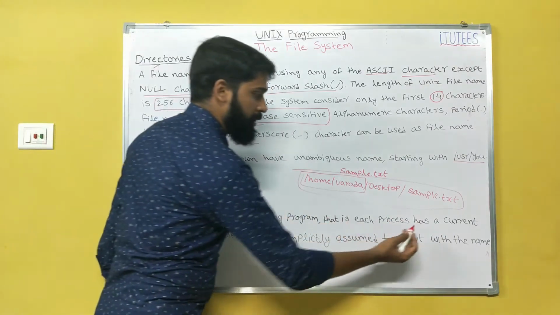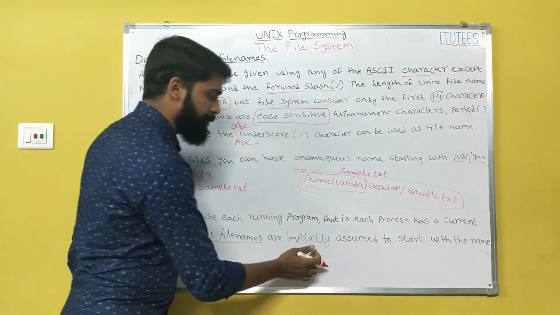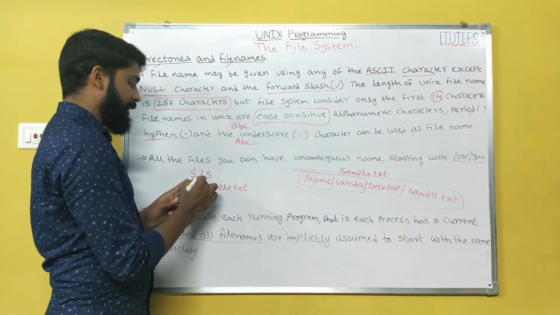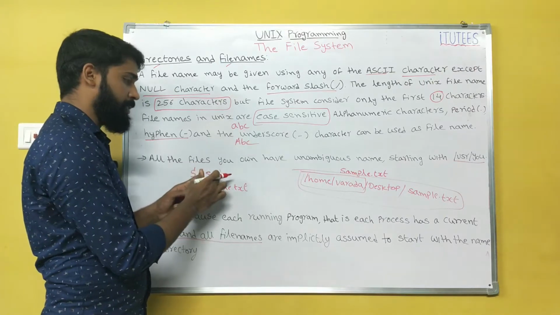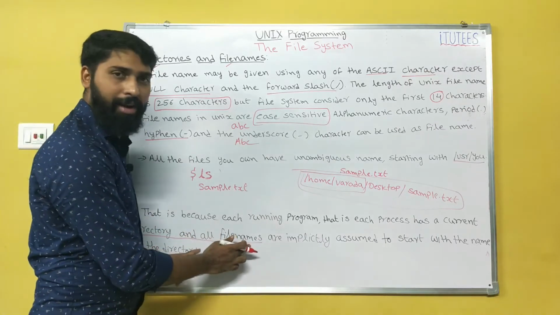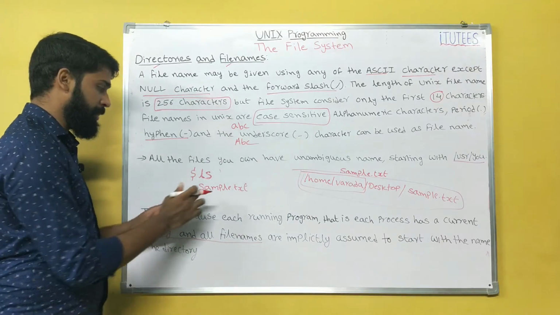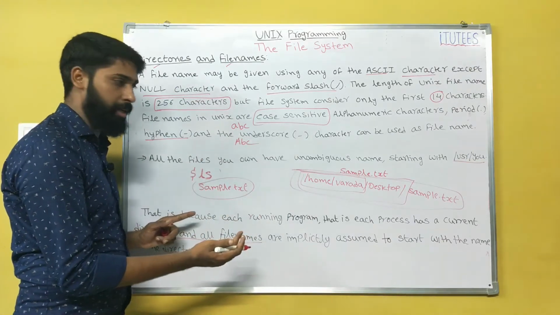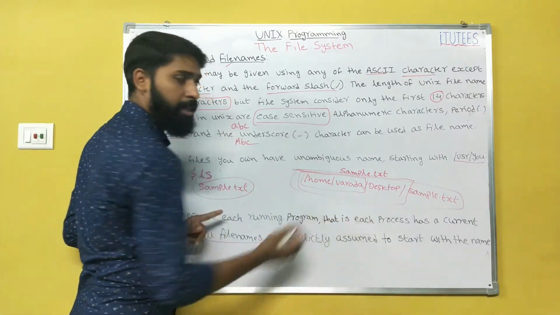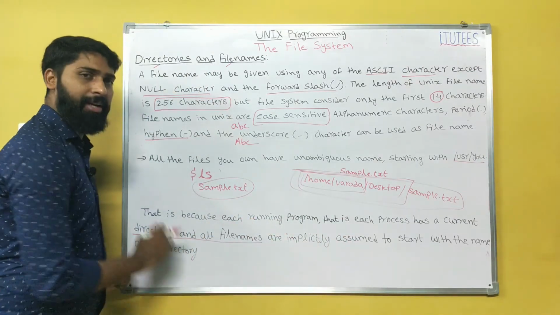and all file names are implicitly assumed to start with the name of that directory. That means when I press ls, this process is executed with the current directory, and all the file names are implicitly assumed to start with the name of the directory. What is the current directory for ls? The current directory is the desktop.